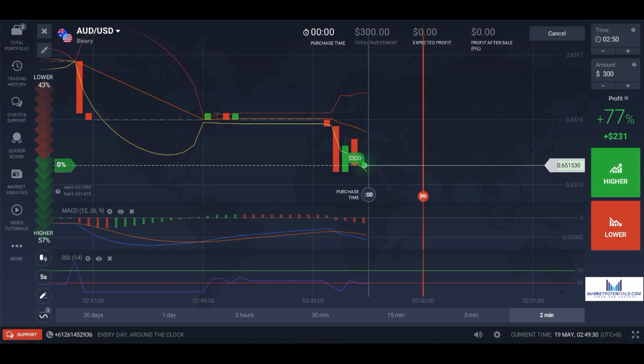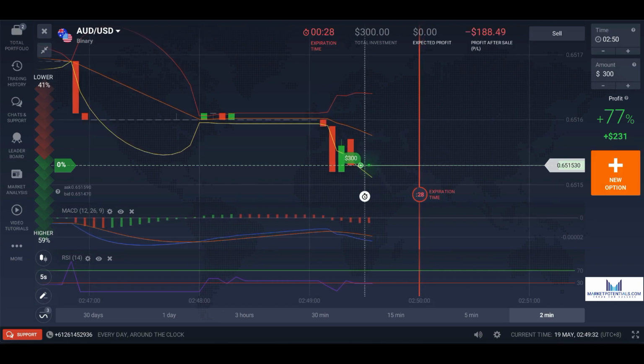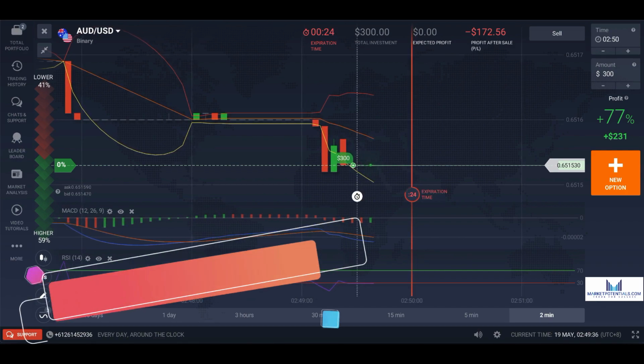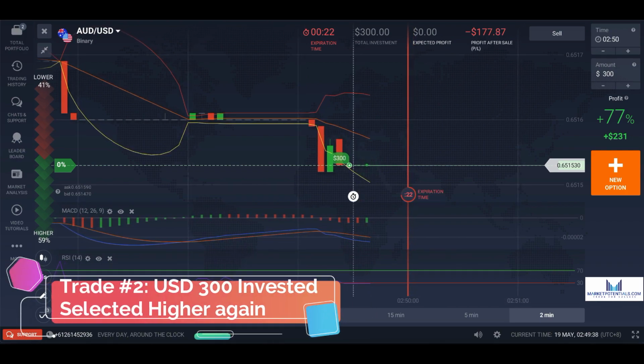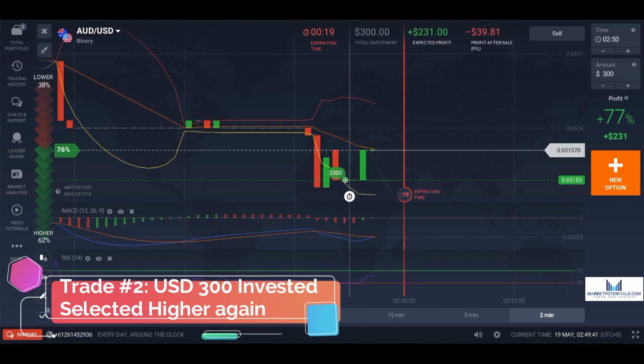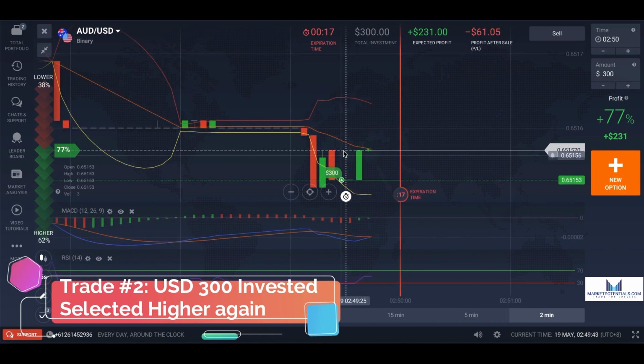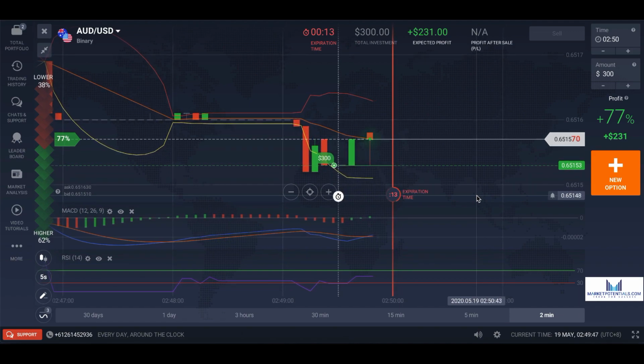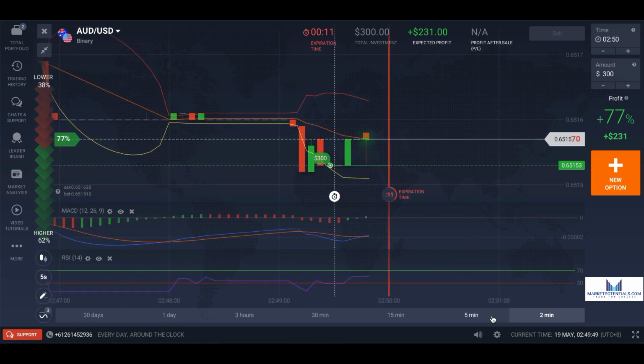Okay, so I've put in the second trade. Now the second trade is for the same amount, $300. And I've selected higher. All right, so that's the nice bounce that I wanted. That's there, as I expected.